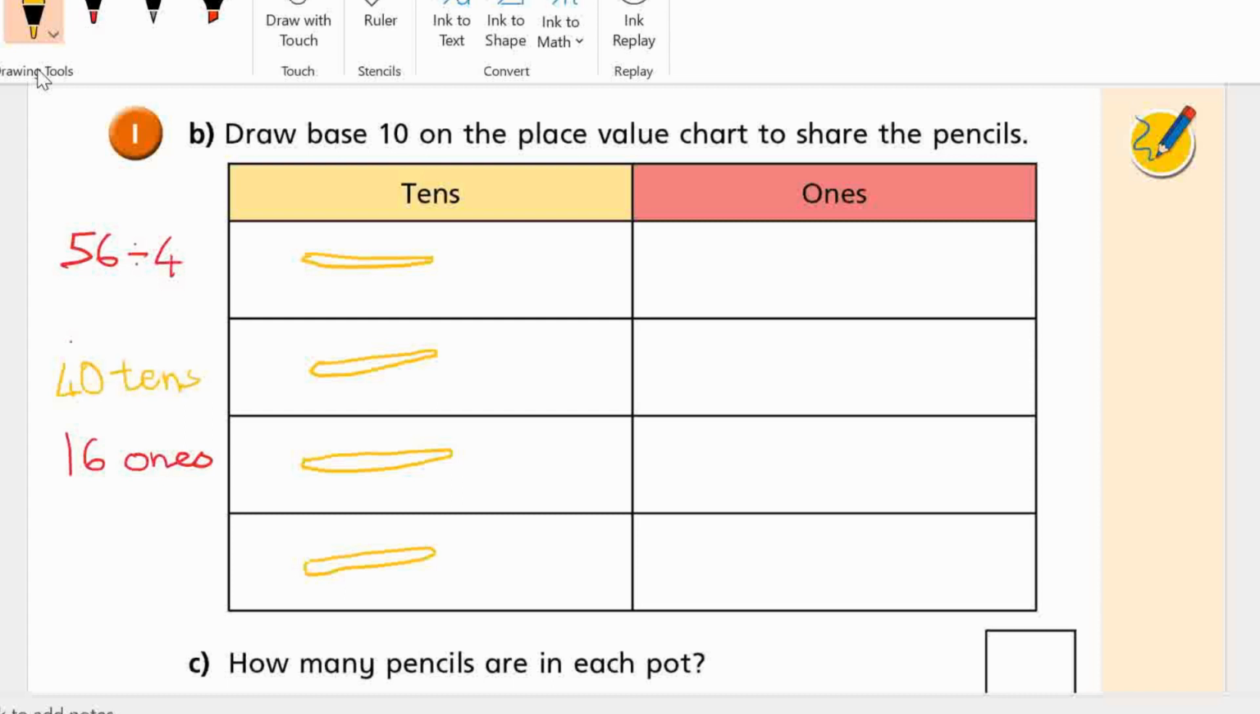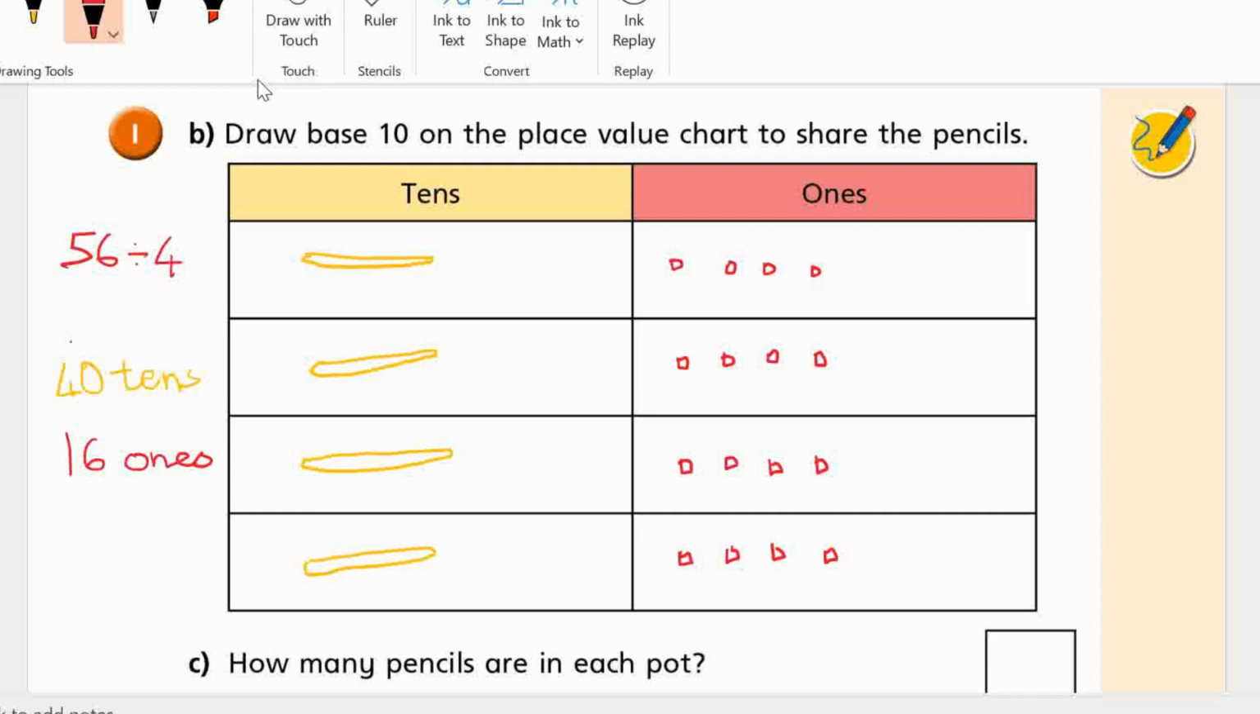Now I need to put the 16 1s in here. So the best way to make sure you're doing it equally is to do each one in turn. That's 4, 5, 6, 7, it's going to take a long time, 8, 9, 10, 11, 12, 13, 14, 15, 16. There, each row has the same amount. Yeah, so I've managed to divide it equally. And each row has 1 10 and 4 1s.